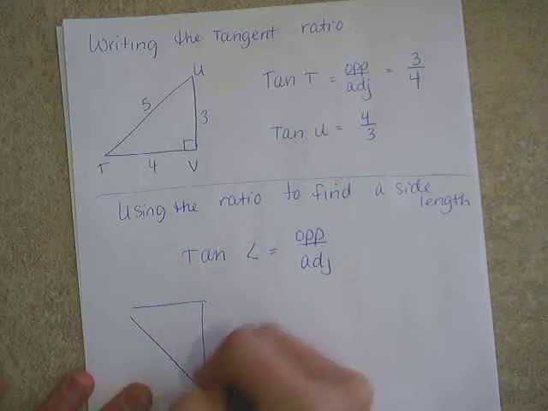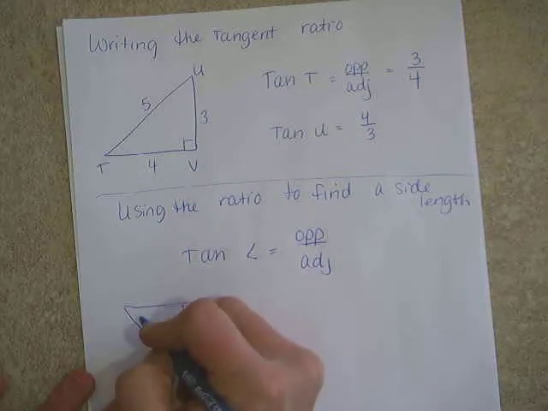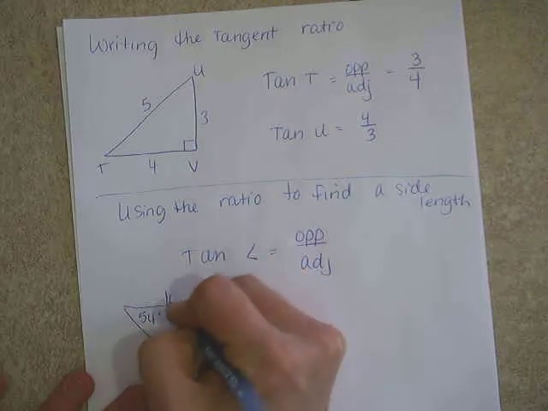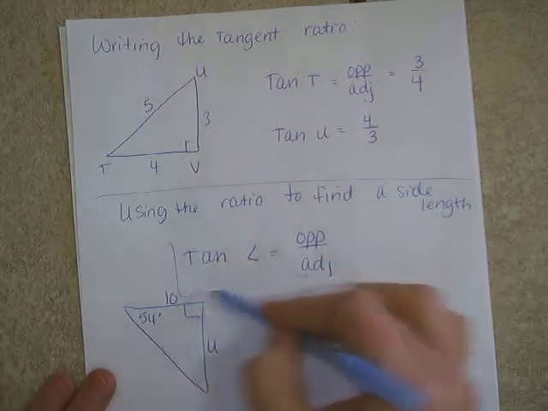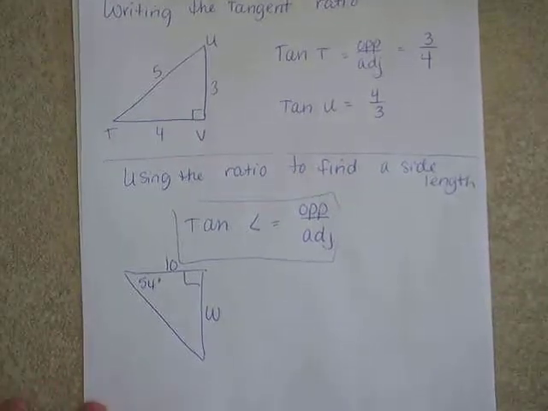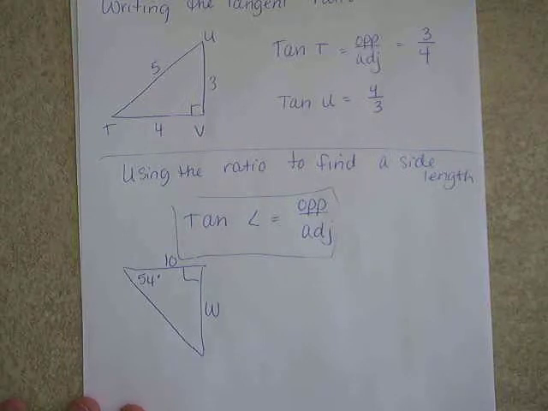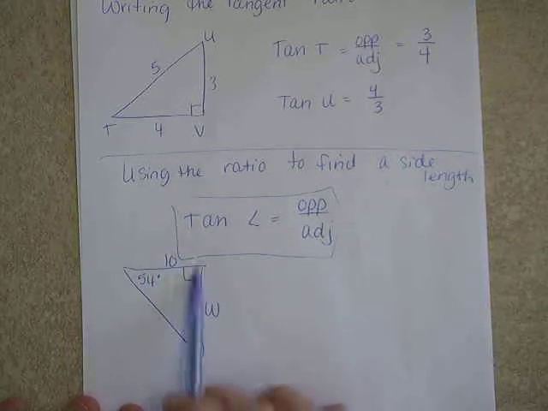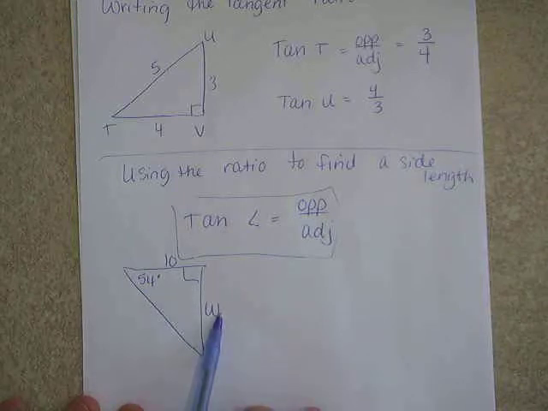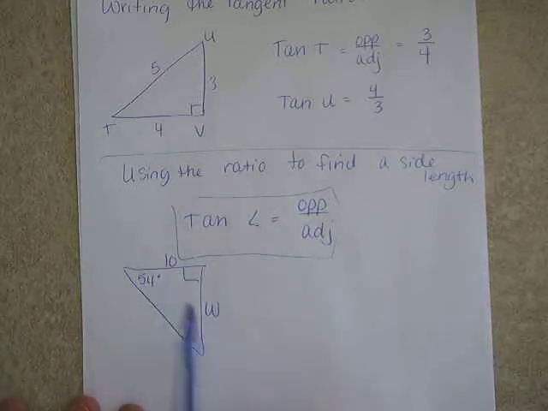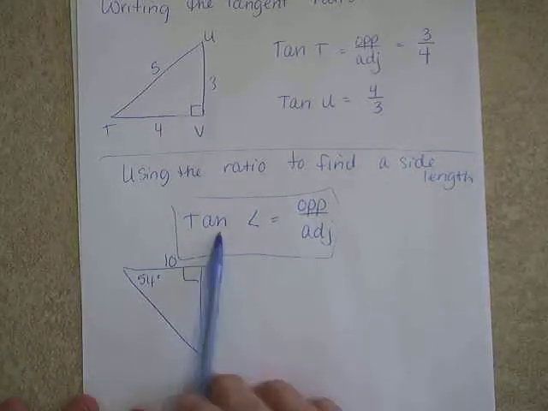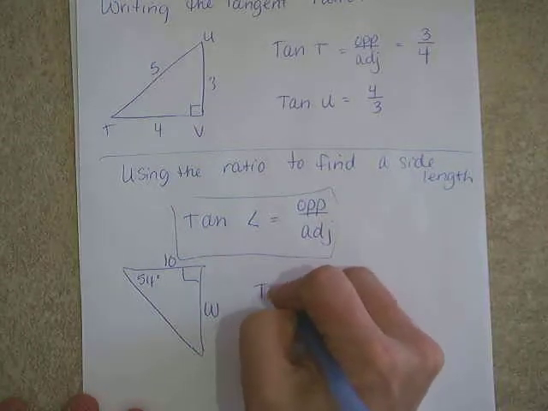So in the first example, we're going to have a 54-degree angle, a side length of 10, and we're looking for the other side, which is W. So with just these 2 pieces, we're going to be able to find another side. Obviously, we could find the third angle without trig because they have to add up to 180. But you could find the other 2 sides using trigonometry. Okay. Specifically here, we're using tangent to find W.